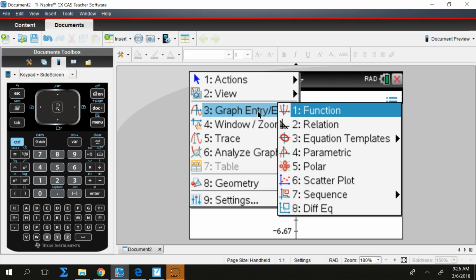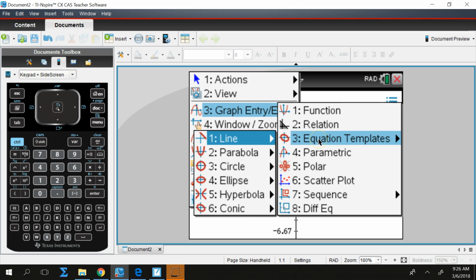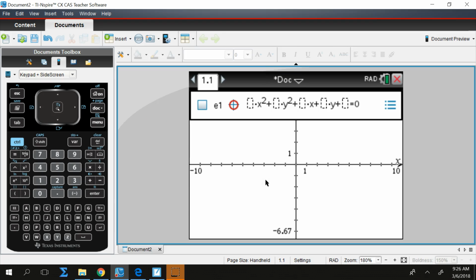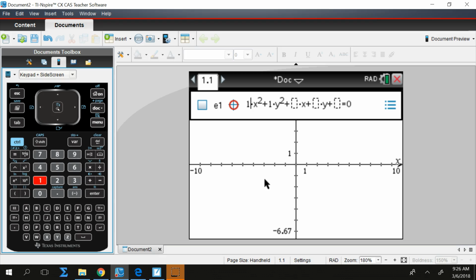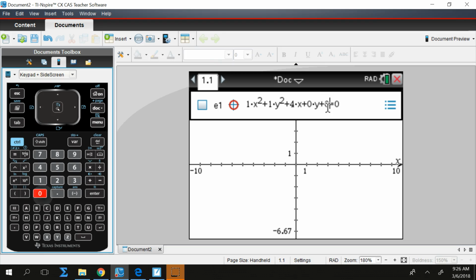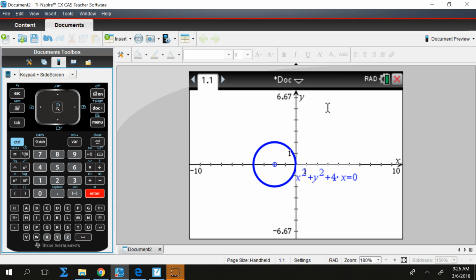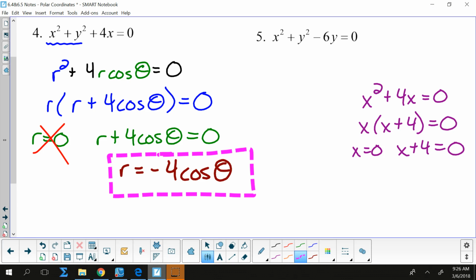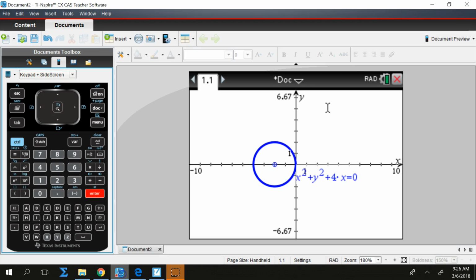Okay? So I am going to go into my equation template, and I'm going to go into the standard form of a circle. And it was x squared plus y squared plus 4x plus 0y plus 0 anything. And that gets me that. x squared plus y squared plus 4x was my original equation, which is a circle, not centered at the origin now, but it's centered at negative 2, 0, and it's got a radius of 2.